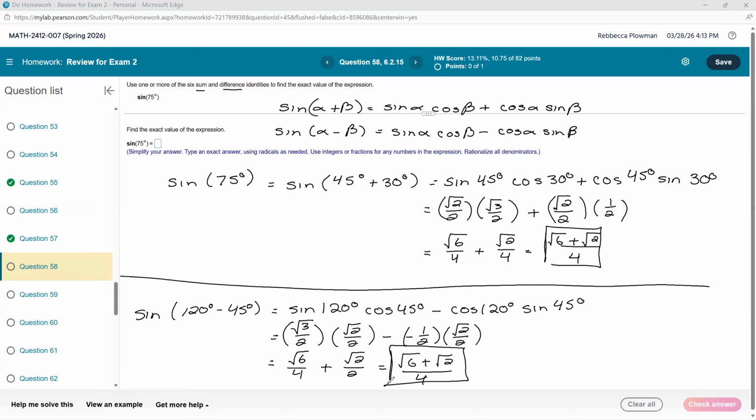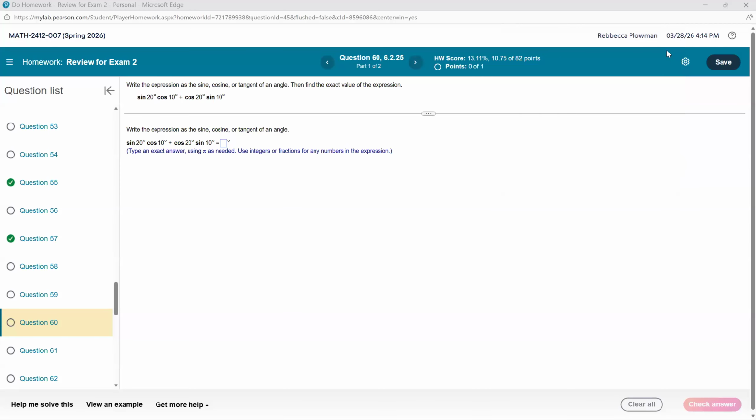So you can use a sum or a difference, either one, just as long as you set up the correct angles, it will still give you the same answer. So depending on what you get on your exam, you may want to use a sum or you may want to use a difference. And then remember, sometimes you have to work backwards.